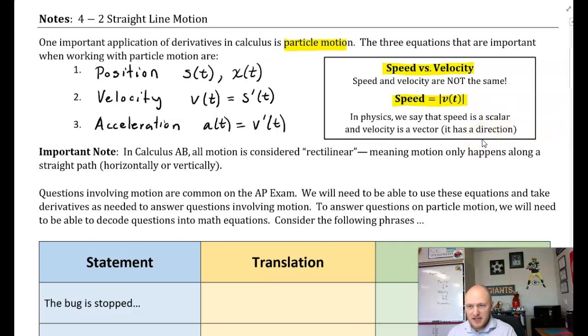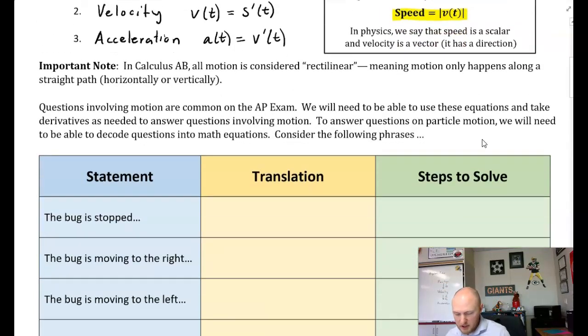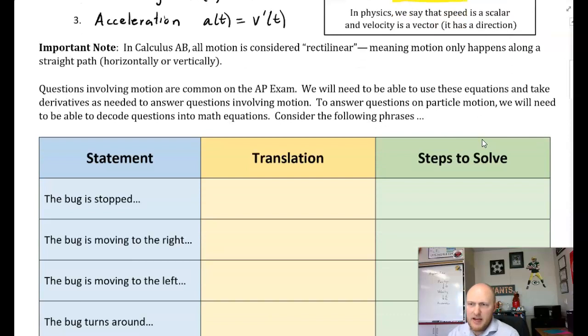So note, in calculus AB, all motion is considered rectilinear, and that's a funny way of saying it just happens along a straight path. Now, it can be either horizontal or it can be vertical, an object going strictly up and down. Now, these questions are common on the AP exam, and we'll need to be able to use these equations and take derivatives in order to answer questions about motion. In order to answer questions on particle motion, you need to be able to decode questions into math equations.